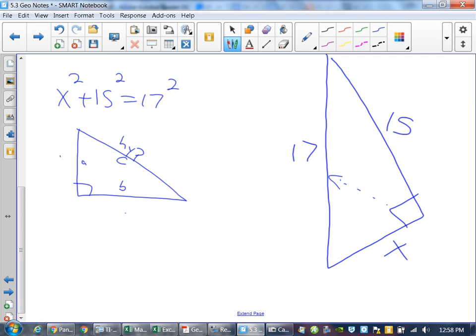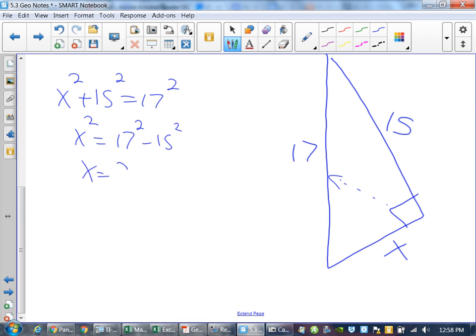Flip it. Yeah, 17 squared minus 15 squared. That's what we're doing. So you fill that out, you get x squared, and you're right, simple algebra, press a couple of buttons and you get 8. You get a couple of buttons again, it'll give you 8.